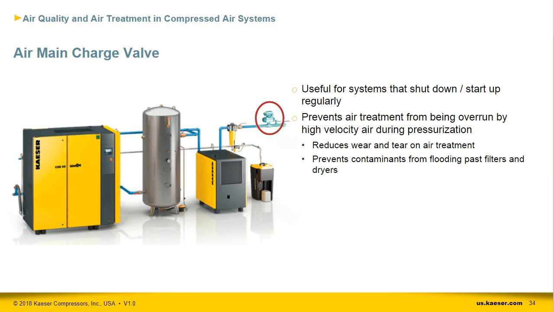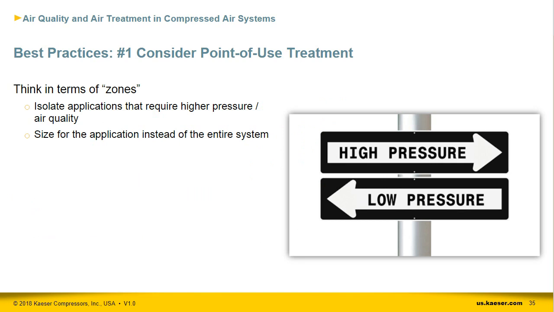Now that we've discussed the individual components, I'd like to close with a few best practices tips. Tip number one is to think of your compressed air system in terms of zones. Break down the points of use and determine what each of them needs in terms of pressure and air treatment. If you have a specific section that needs higher quality air, consider adding additional filtration near that application. The same is true for pressure. It's much cheaper to treat an application instead of the entire system.